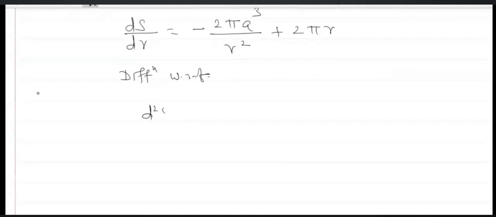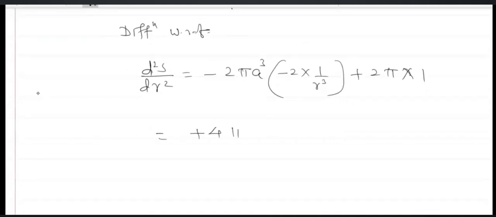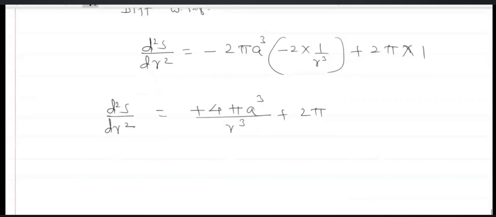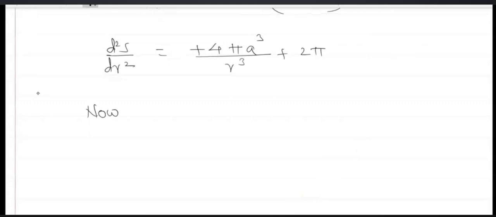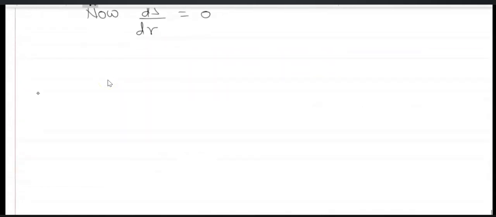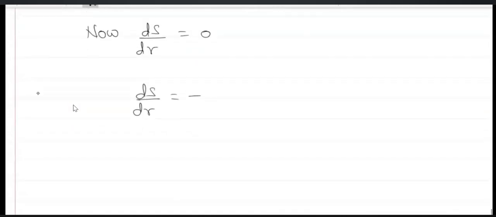Now differentiate this with respect to r again. d2s upon dr square is equal to minus 2 pi a cube into minus 2 into 1 upon r cube plus 2 pi into derivative of r, which is 1. If we simplify, that is 4 pi a cube upon r cube plus 2 pi. This is the d2s upon dr square. It's clear that this total value is positive. Second derivative is positive and it is nothing but the condition for the minimum. That is, its surface area will be minimum.